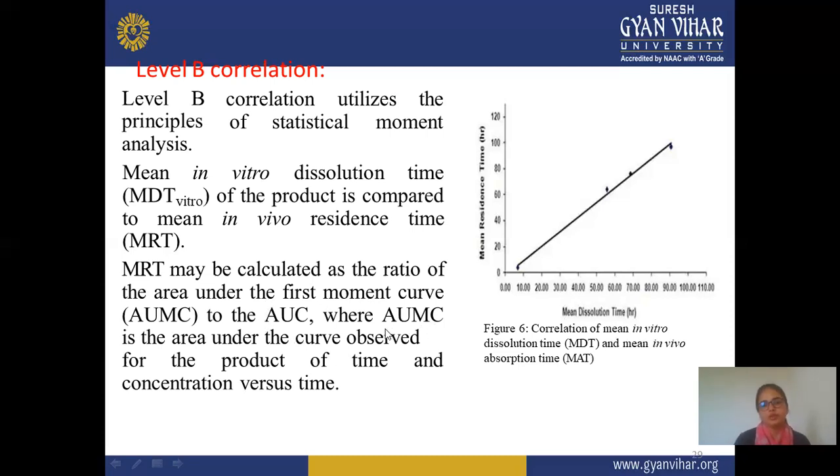And where AUMC is the area under the first moment curve, and it is the area under the curve of the product of time and concentration versus time. This AUMC is mainly obtained, or you can check it, with the help of the product of time and concentration versus time. And this is the mean dissolution time, and this is the mean residence time.